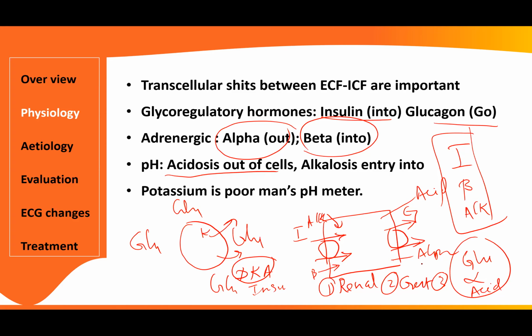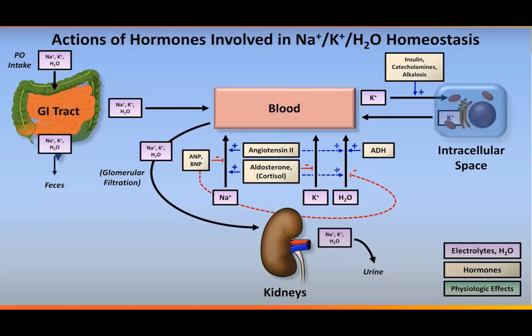Suppose you have alpha blockers, they will be acting like beta. Beta blockers will be acting like alpha. We commonly use beta blockers, alpha blockers, and beta stimulants. That is why we need to know that these are the changes that can occur. So I have covered the physiology in a quite sumptuous way for you to understand the etiology.